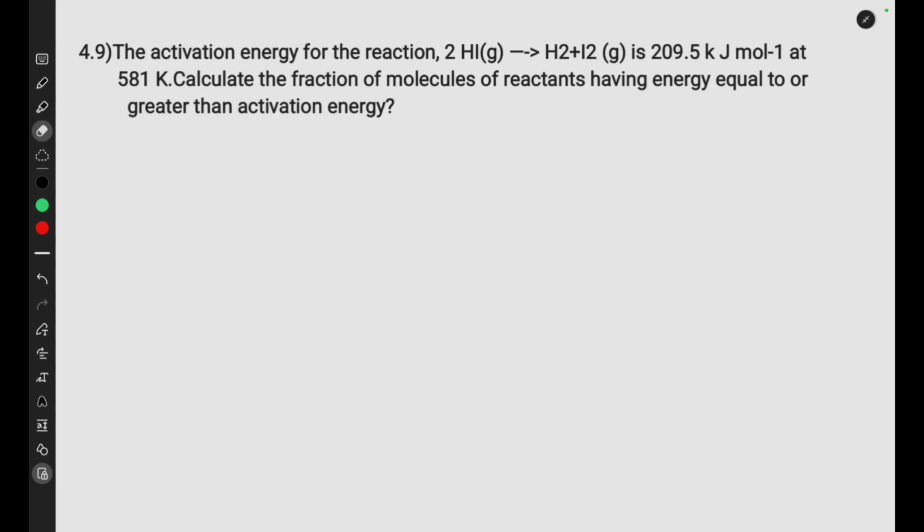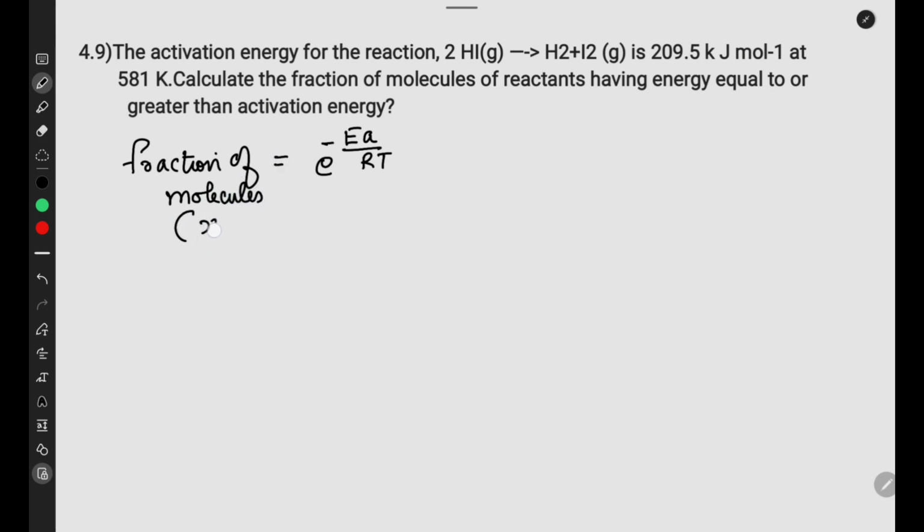The activation energy for the reaction 2HI gives H2 plus I2 is 209.5 kilojoule per mole at 581 Kelvin. Calculate the fraction of molecules of reactants having energy equal to or greater than activation energy. So the fraction of molecules which is possessing energy equal to or greater than activation energy, we can write it as e raised to minus Ea by RT. This is the fraction of molecules which is possessing energy equal to Ea or greater than Ea.